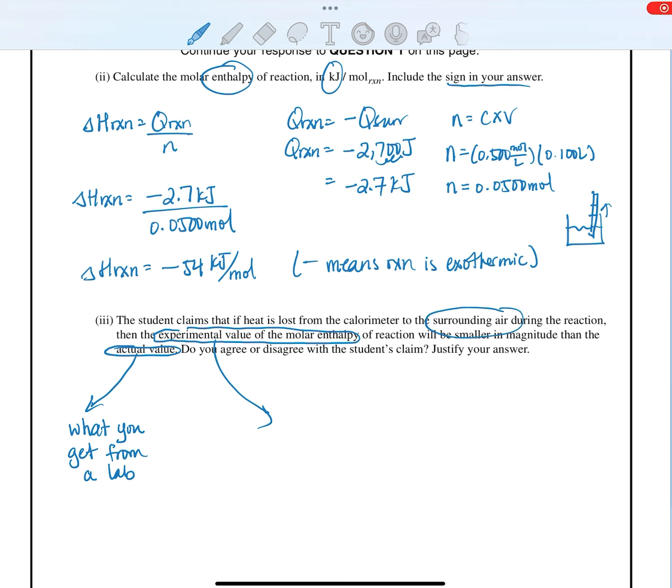Unless you have an airtight seal, which I think is impossible, you will lose additional heat to the surroundings beyond the water. So heat will go into the air, heat will go into the beaker, heat will just be lost to the surroundings, and our temperature data may not be as accurate. So the answer is yes, or agree.